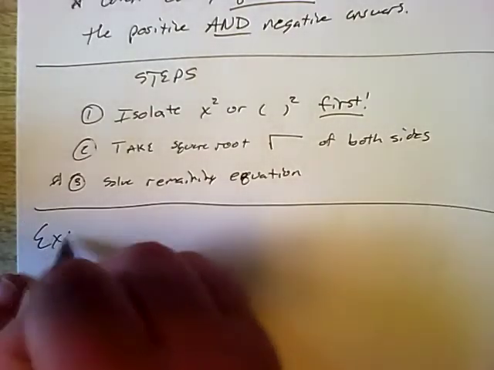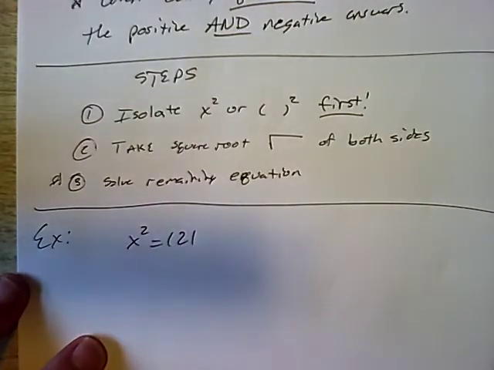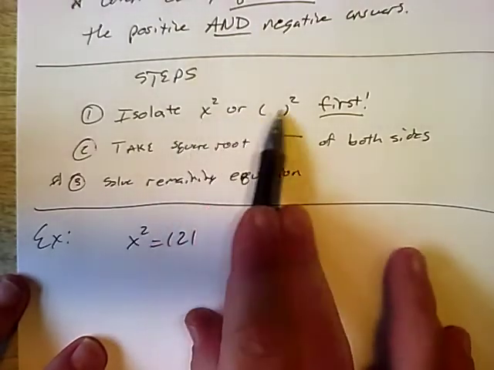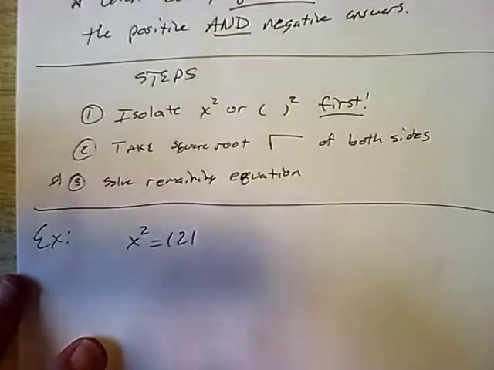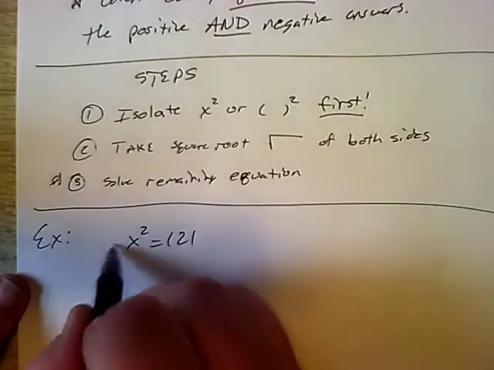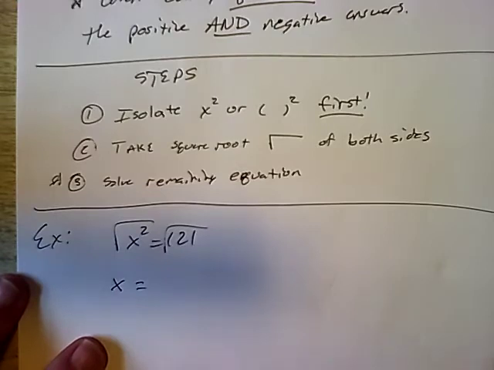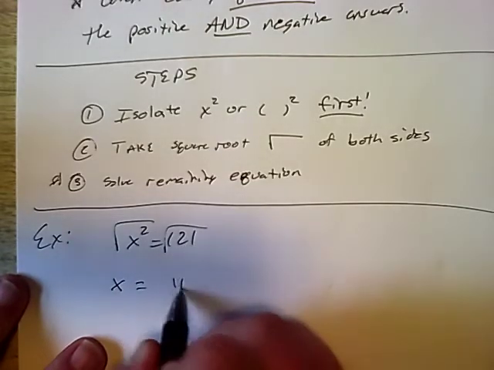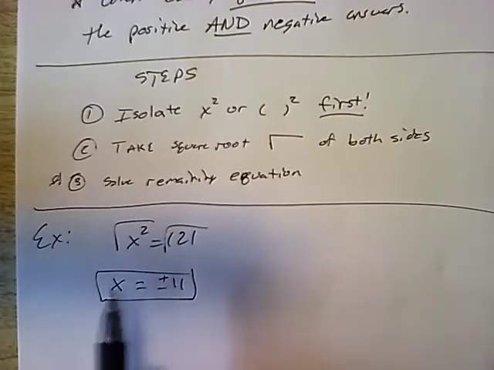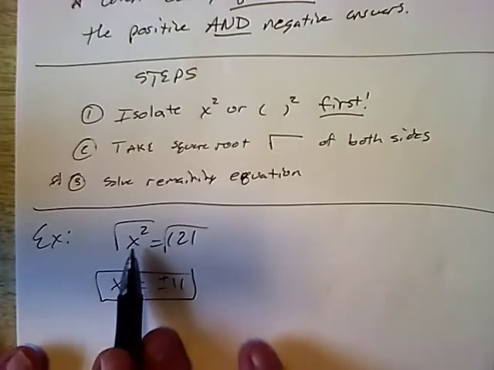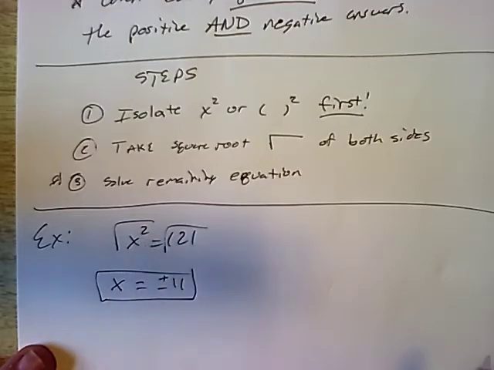So let's take a look at some basic examples here. If we had x squared equals 121. Alright, so isolate x squared or parentheses squared first. Well, here I have x squared by himself, so I'm going to jump on to step 2. I'm going to take the square root of both sides. The square root of x squared is x. The square root of 121 is 11. But remember, I need the positive and the negative version. If I plug 11 in the original, x squared equals 121, well, 11 squared is 121. Negative 11 squared as well is 121.